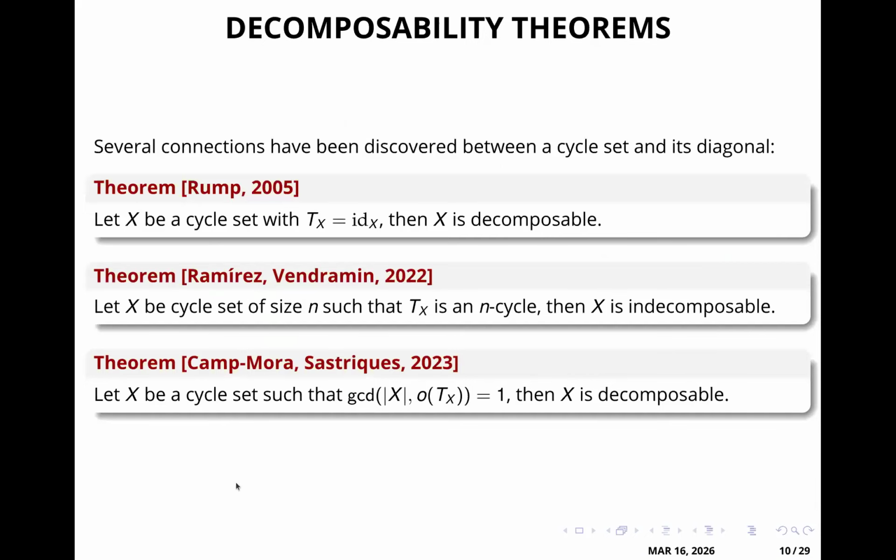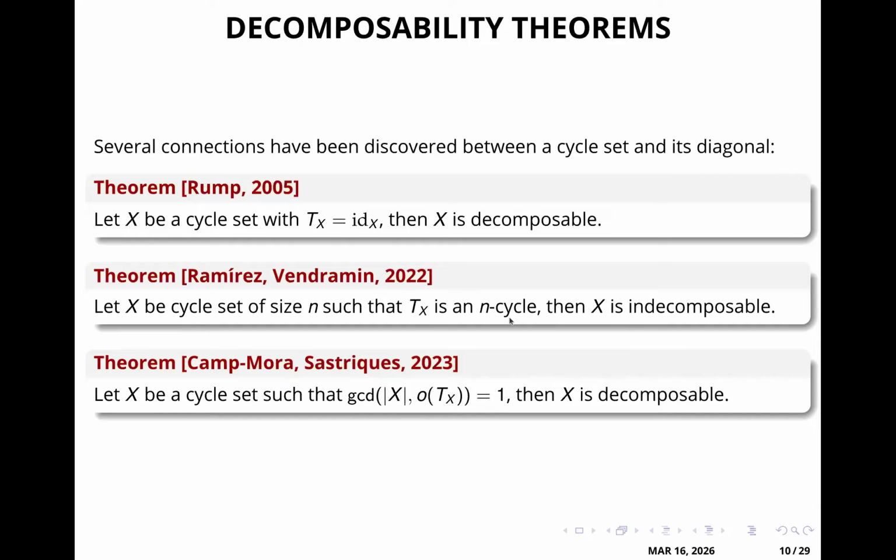The prototype of these theorems is the theorem of Rump, which tells us that if the diagonal of a cycle set is trivial, then a cycle set is decomposable. On the other hand, if the diagonal of a cycle set is an n-cycle, a full cycle, then the cycle set is indecomposable. This is not very difficult to prove, but these cycle sets are interesting, so I mentioned this.